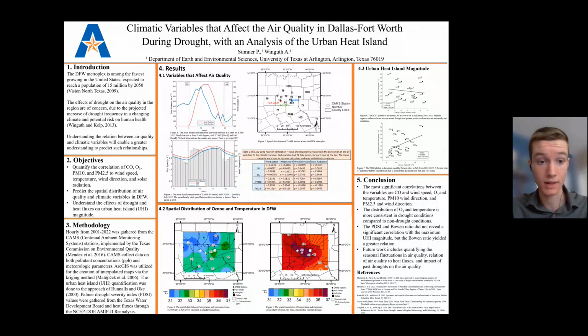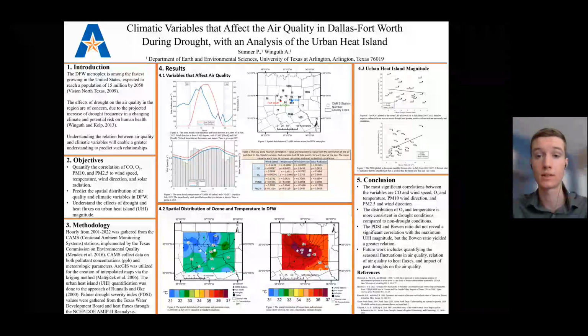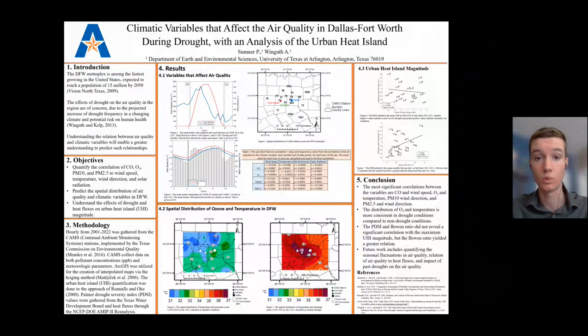I'll be quantifying the correlation of carbon monoxide, ozone, and particulate matter 10 and 2.5 to meteorological variables such as wind speed, temperature, wind direction, and solar radiation. I'll also predict the spatial distribution of air quality, specifically ozone to temperature in DFW, and I'll also quantify a correlation between the urban heat island and the drought classification and the Bowen ratio.